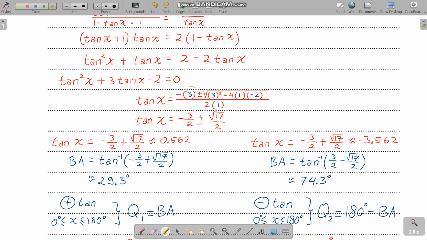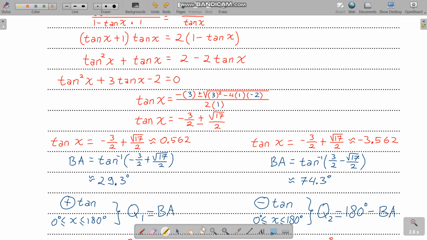So we use the MF19 quadratic formula, minus b plus minus square root b squared minus 4ac all over 2a. So the b is 3, the a is 1, and the c is minus 2. So after using the quadratic formula and using a calculator, we get minus 3 plus minus root 17 all over 2.